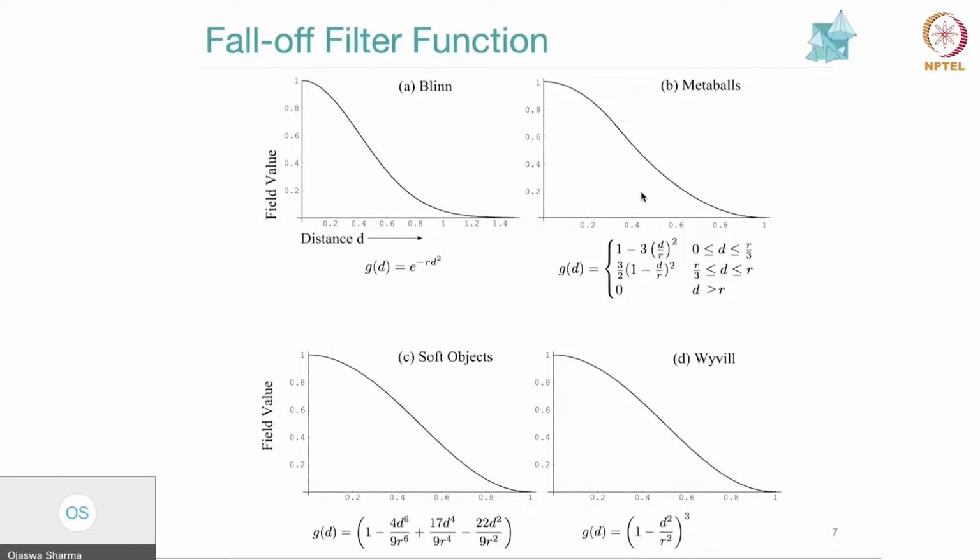And these are some of the well-known fall off filter functions: Blinn, Metaballs, Soft Objects, and Wyvill. These are some of the most widely used fall off filters, right? The job is simple. It converts a distance field which increases from the skeletal element, it could increase to infinity actually, into a decreasing field function, right?